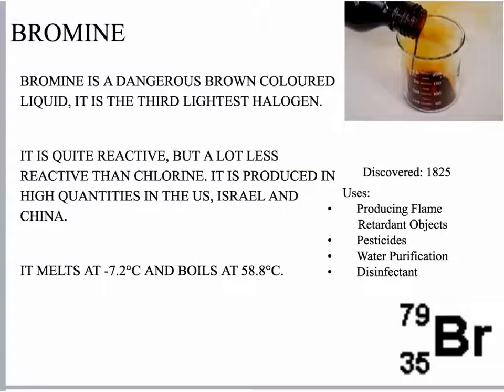The second member of the family that we look at is bromine. It is the third lightest halogen and sits just below chlorine in the group. It's still quite reactive, but a lot less reactive than chlorine. It can, however, be produced in very high quantities and is used to produce flame retardant objects as well as used in water purification. It is a liquid at room temperature, so it has a low melting point and quite a low boiling point. However, it is a higher melting and boiling point than chlorine.